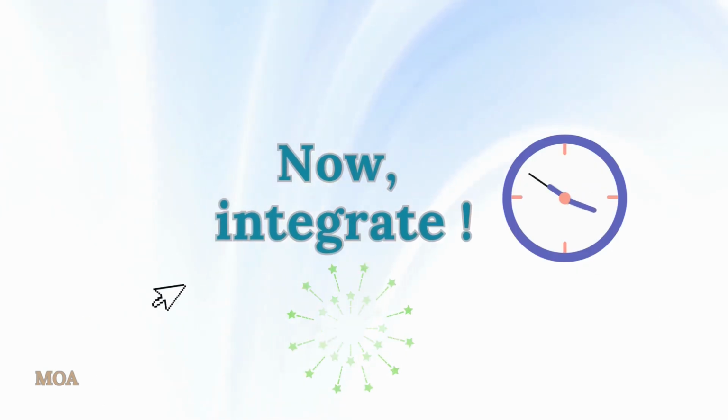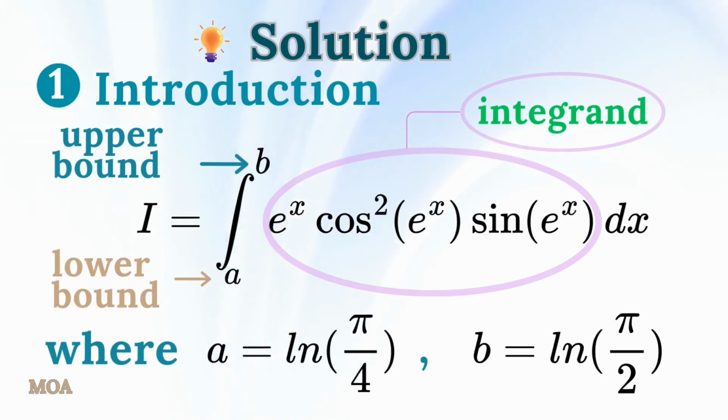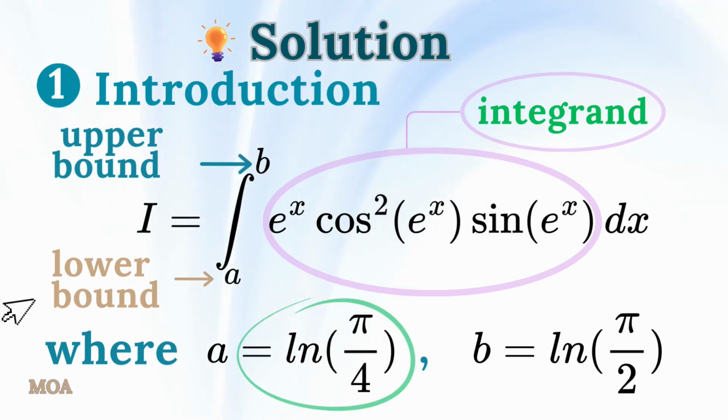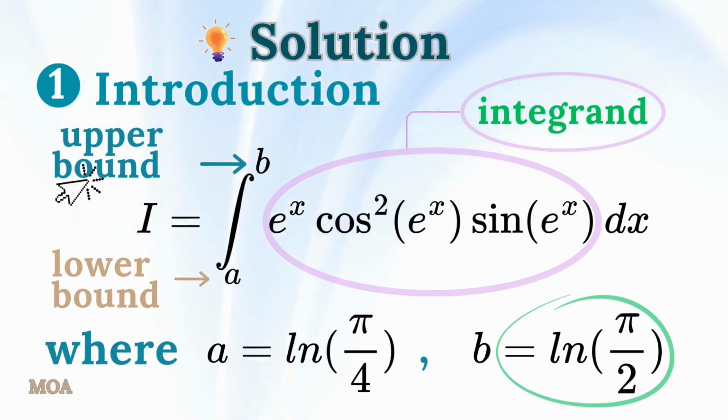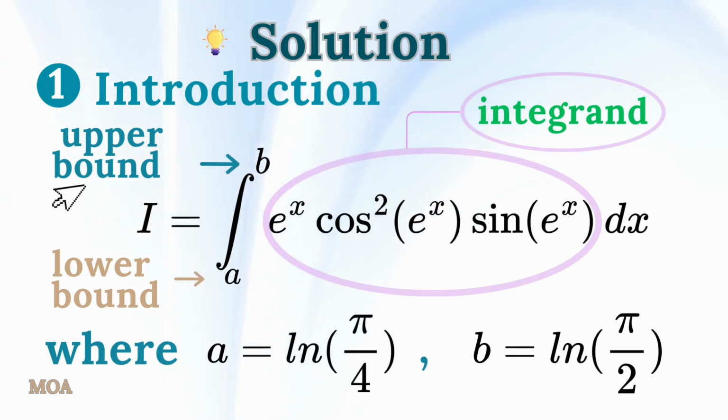Now, integrate. Well, before we begin the solution, let us recall a few basic, necessary tricks we will adopt to avoid wasting time during our integration. First, from here on, the lower bound, which equals the natural logarithm of pi over 4, will be denoted by the lowercase letter a. Meanwhile, the upper bound, which equals the natural logarithm of pi over 2, will be denoted by the lowercase letter b.